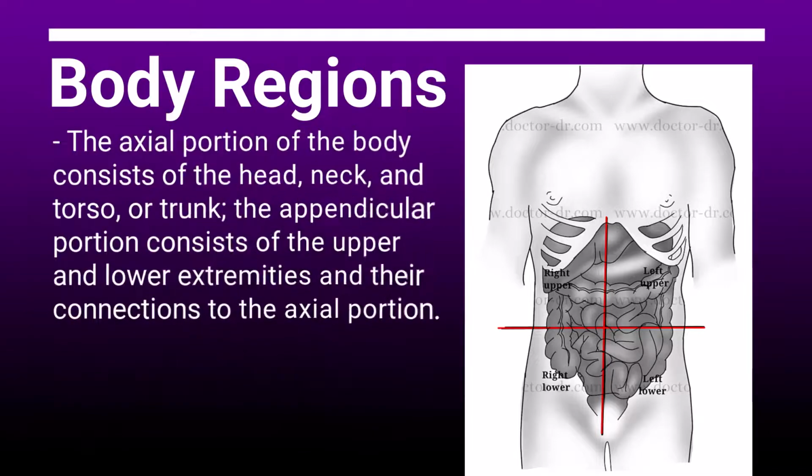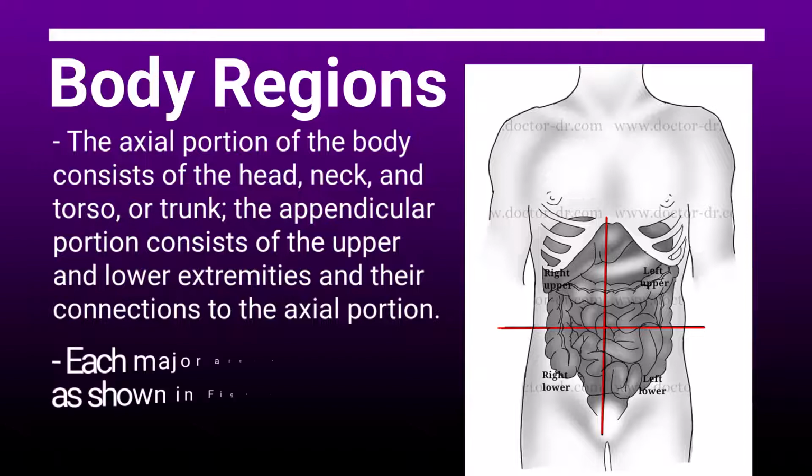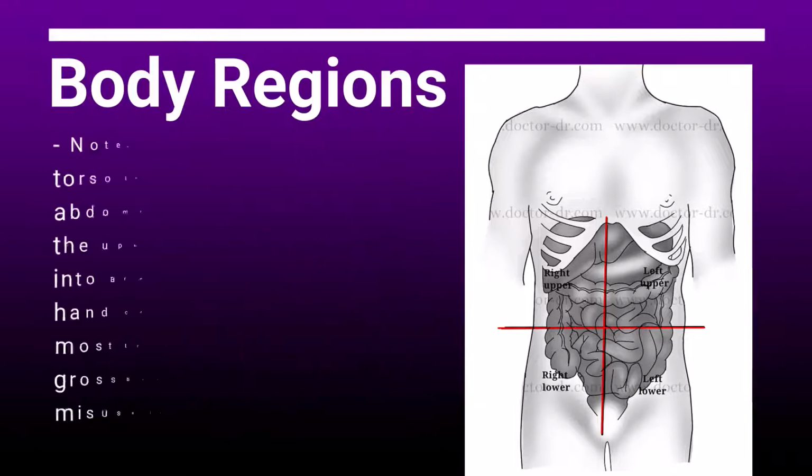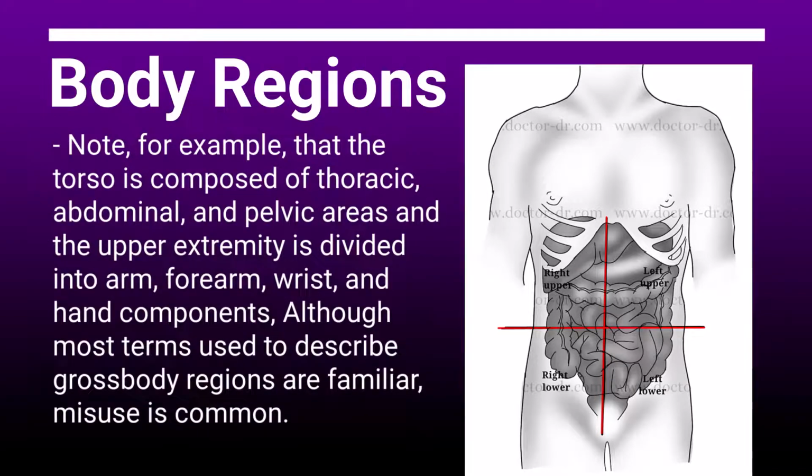The axial portion of the body consists of head, neck and torso or trunk. The appendicular portion consists of upper and lower extremities and their connection to the axial portion. Each major area is subdivided as shown in this figure. Note, for example, that the torso is composed of thoracic, abdominal, and pelvic areas, and the upper extremities is divided into arm, forearm, wrist, and hand components.